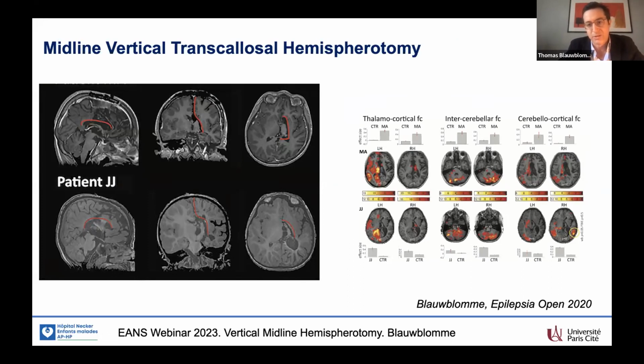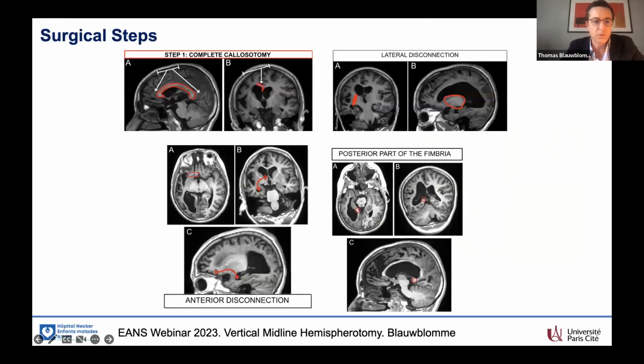We showed that the thalamus and the cerebellum are subcortical hubs that drive the cortical reorganization in this case. So preserving the striatum, the caudate on the affected hemisphere, is not such a big deal. And so going perithalamic directly may be a good option in order to get seizure freedom. The steps are really comparable to the parasagittal approach, except that you first perform a complete callosotomy through the interhemispheric route. The second step is lateral disconnection.